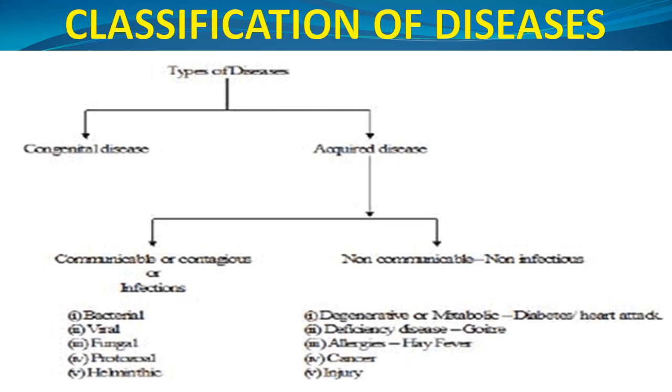Communicable diseases are also called infectious diseases. Non-communicable diseases are called non-infectious diseases. Communicable diseases include bacterial diseases, viral diseases, fungal diseases, protozoan diseases, helminthic diseases. Non-communicable diseases include the degenerative or metabolic diseases, deficiency diseases, say vitamin deficiency, or if any mineral deficiency happens. Allergies also come under the category of non-communicable. Cancer and some injuries also come under non-communicable diseases.